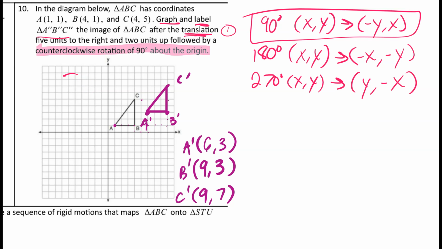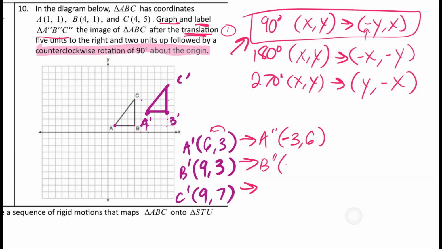But I'm going to apply the bump switch rule here to all of my primed coordinates. So for a double prime, I'm going to move that 3 to the front and change the sign. That's what negative y means. It doesn't necessarily mean make it negative, it just means change the sign. So B double prime is going to be at negative 3, 9 if I bump that 3 to the front and change the sign, and C double prime is negative 7, 9.